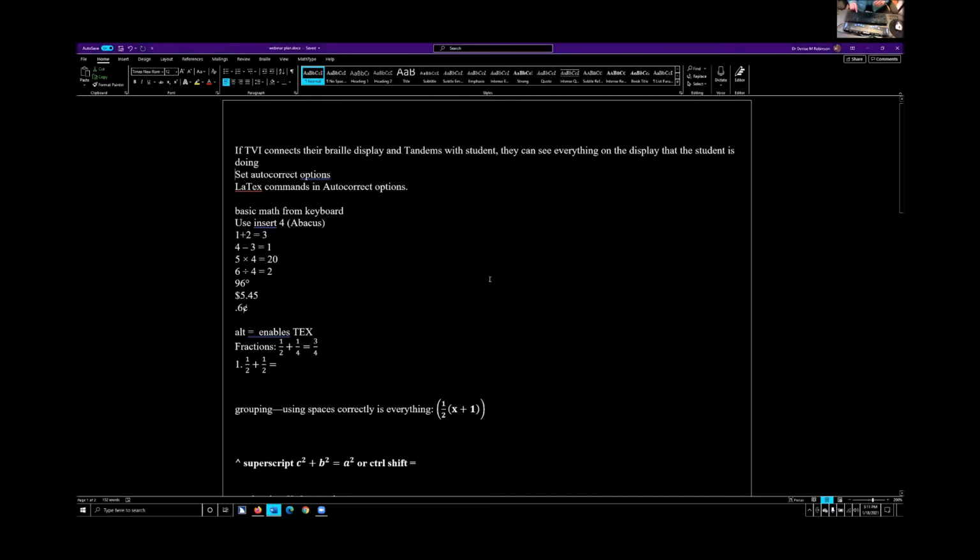Okay, here we are. Setting autocorrect options is done. Press F for basic math from keyboard. Here I'm going to be teaching basically elementary math, where you should begin with students.